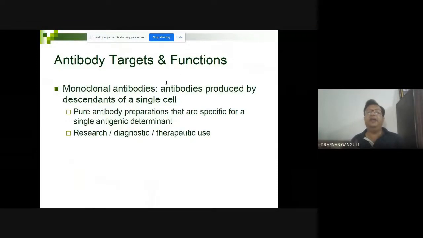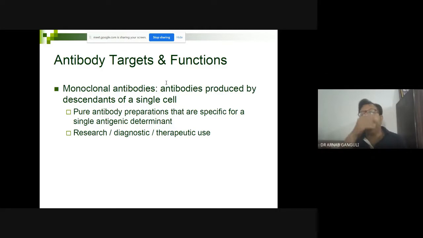So now, antibody targets and function. First, we must talk about what monoclonal antibodies are. Antibodies produced by descendants of a single cell. So when some antigen is injected in your body, you have several antibodies made against that particular antigen.